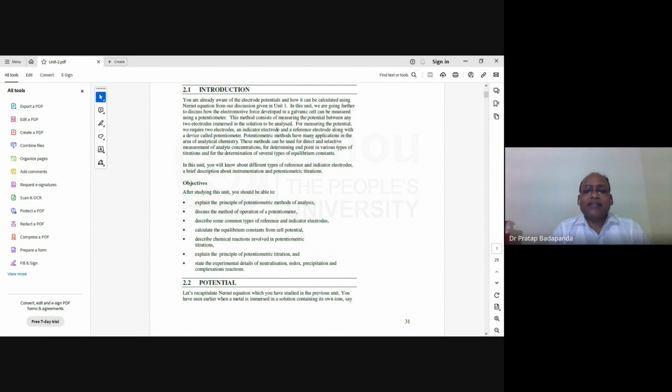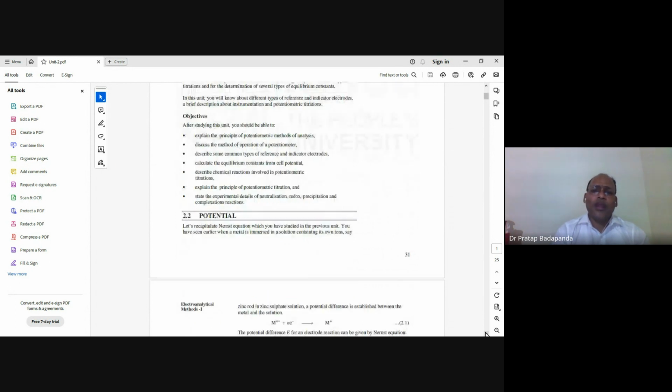Describe chemical reactions involved in potentiometric titrations: how the chemical reactions will happen and what will be there. Explain the principle of a potentiometric titration, how it will be conducted, the principle and the rules. State the experiment details of neutralization, redox, precipitation and complex reactions, and how these experiments will be done. These are the things we have to discuss.